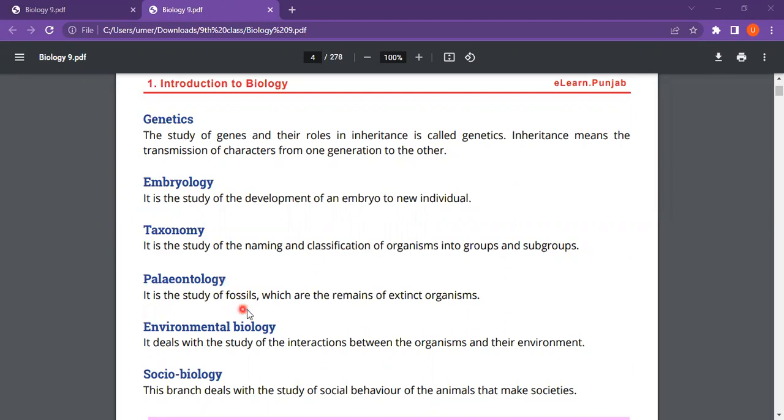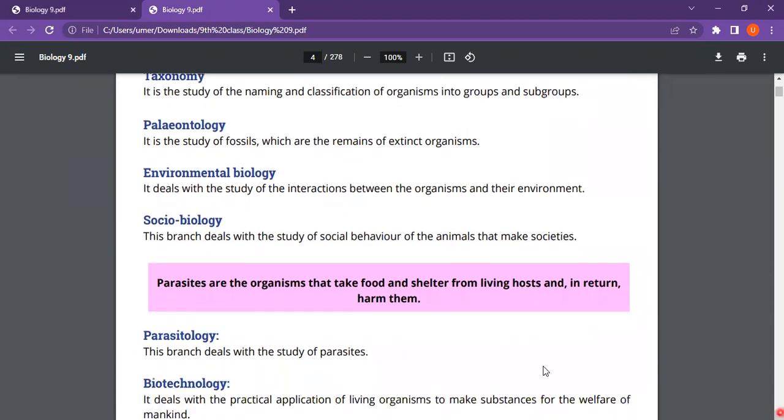Palynology. It is the study of fossils, which are the remains of extinct organisms. Environmental biology. It deals with the study of the interaction between the organisms and their environment. Sociobiology. This branch deals with the study of social behavior of the animals that make societies.